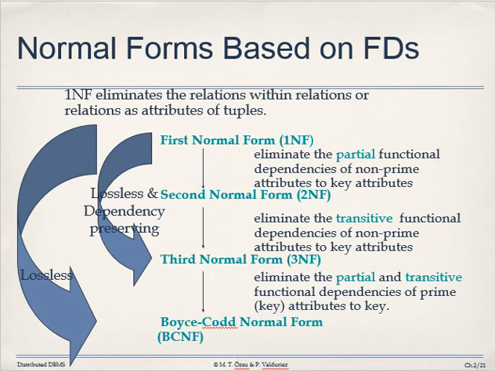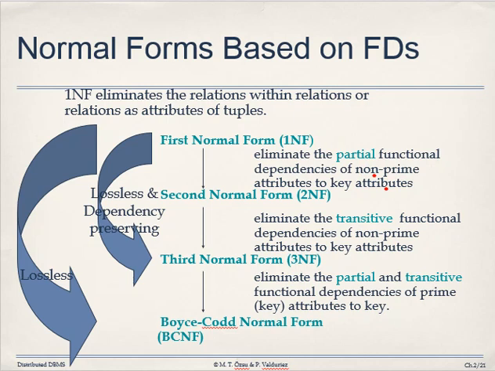Now normalization. Normalization forms are based on the functional dependency. Our whole normalization process is built upon functional dependency. In the first NF, it eliminates the relation within the relation, or relation as an attribute of a tuple. In the first normal form, it eliminates the partial functional dependency of a non-prime attribute on the key. So in the first normal form, we have to eliminate the partial functional dependency of non-prime attributes on the key attribute.